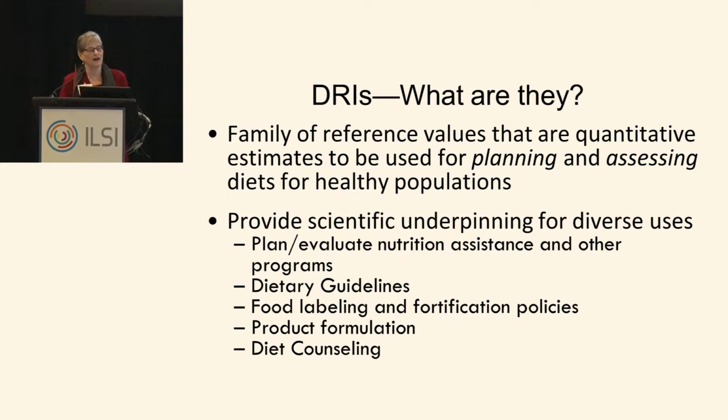Context, what are DRIs? I think you all know, but I'm going to say it anyway. A family of reference values that are quantitative estimates to be used for planning and assessing diets for healthy populations. I think the purpose is important. They provide scientific underpinning for a range of uses listed on the slide, from population uses, planning and evaluating nutrition assistance programs like school lunch, dietary guidelines, food labeling, product formulation, and diet counseling.